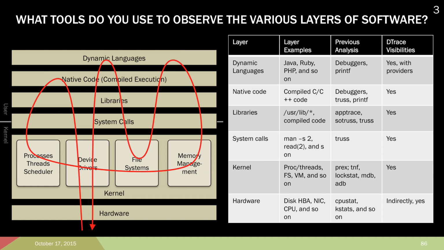So using our current tools, how might we inspect this program as it runs through the various layers of the OS? We might use debuggers, or more likely printf, for dynamic languages and native code. For libraries and system calls, we might use something that can trace system calls like truss or strace. For the kernel, we might use a kernel debugger like MDB. For hardware, we might look at hardware counters via CPU stat or kstat. If only there was an easier way.